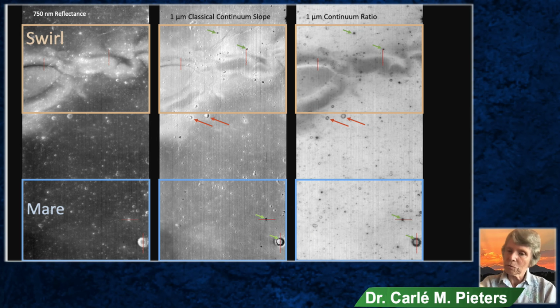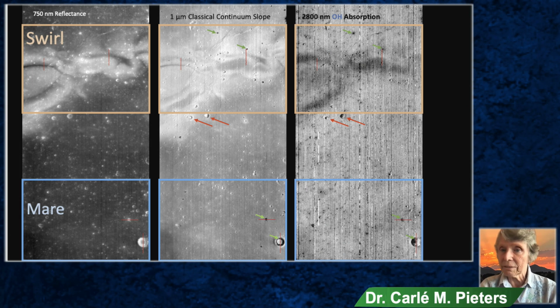This is a continuum ratio, which is the common way of looking at the continuum. However, it's quite different mathematically and consequently spatially than the classical continuum slope. And the characteristics that you can see if you look at what we call the neck, the part that starts in the middle and goes off to the right, it's quite a different distinction between the two ways you measure the continuum slope. I'm going to compare in the next slide this with the OH absorption that M3 can measure.